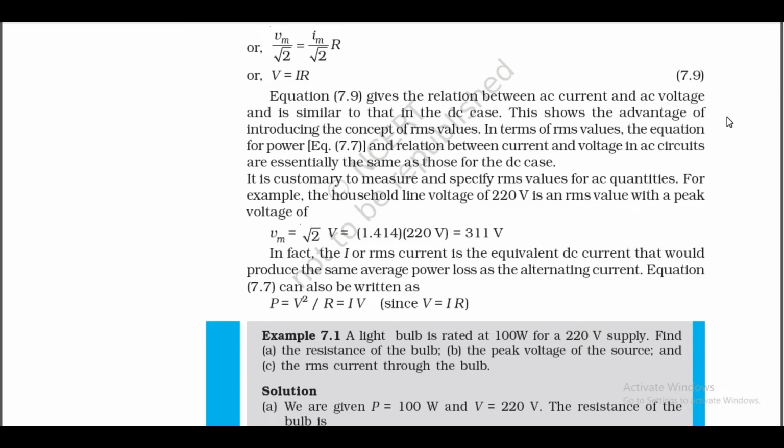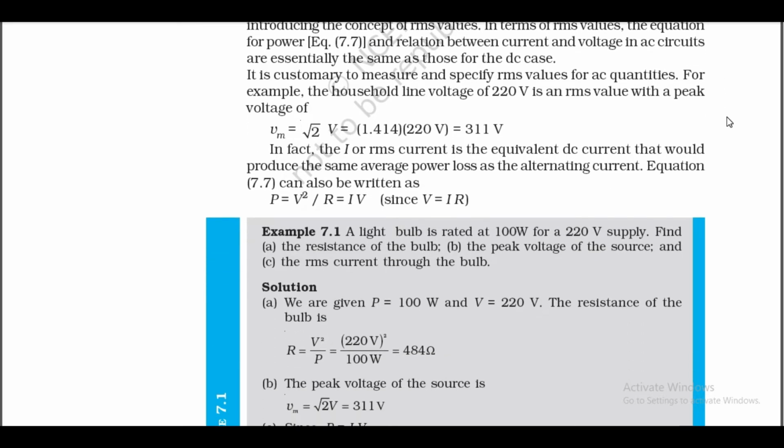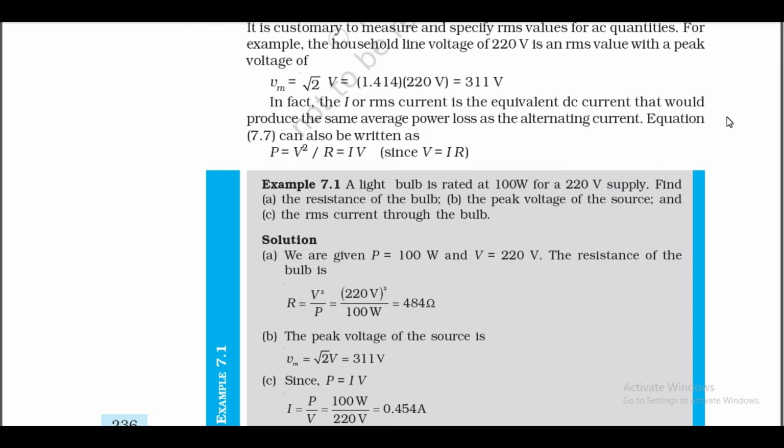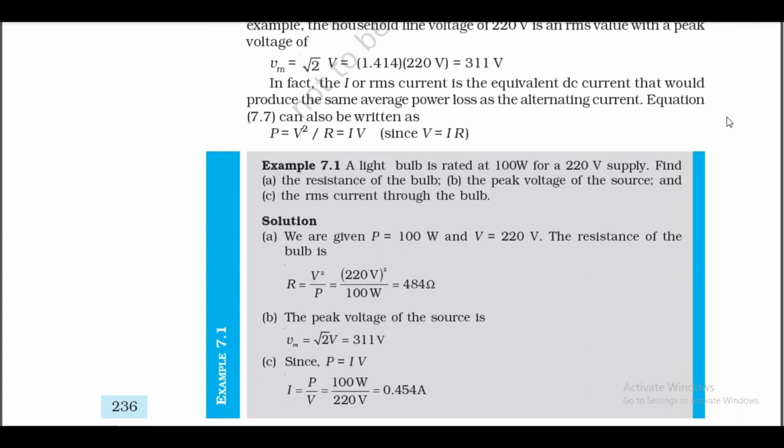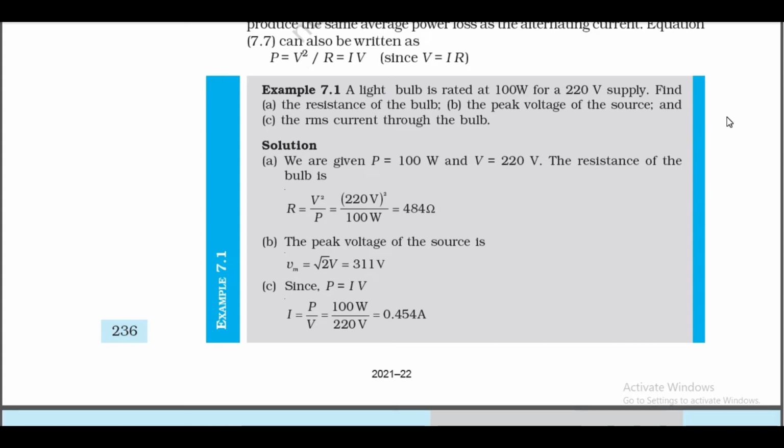For example, the household line voltage of 220 volt is an RMS value with a peak voltage of V_m is equal to root 2 V, is equal to 1.414 into 220 volt, is equal to 311 volt. In fact, the I or RMS current is the equivalent DC current that would produce the same average power loss as the alternating current. Equation 7.7 can also be written as P is equal to V squared divided by R, is equal to I V, since V is equal to I R.